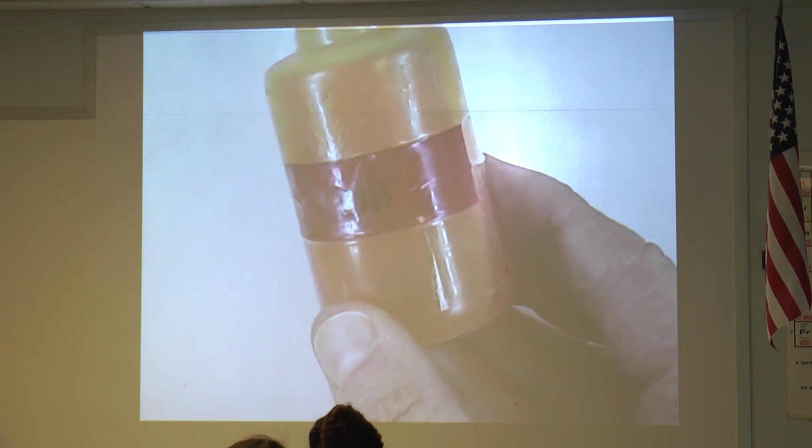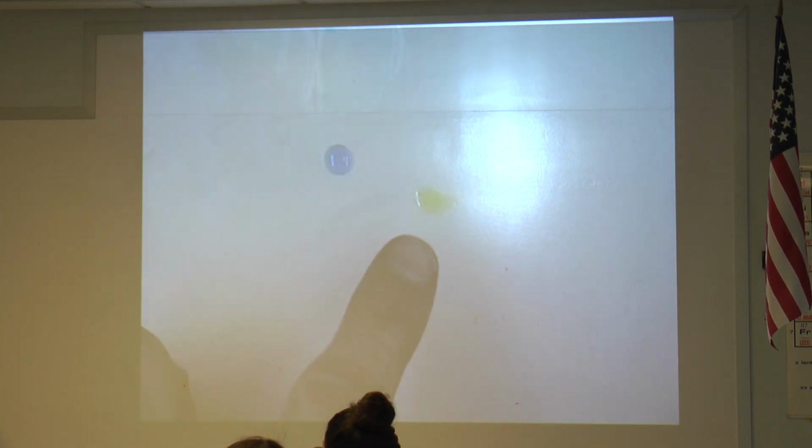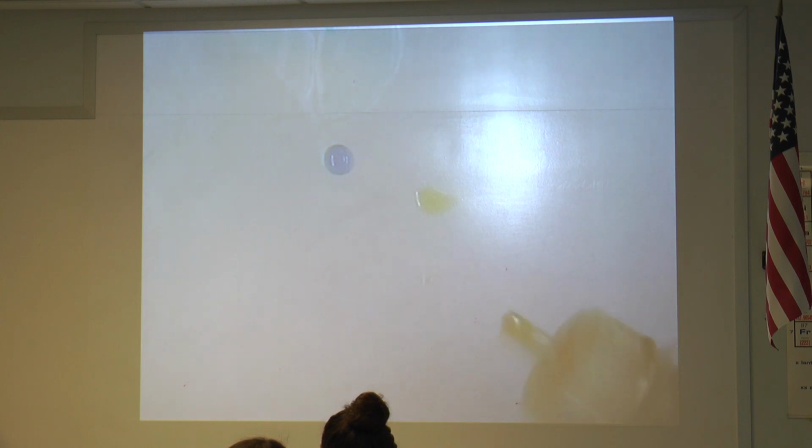Can you read that? Oil? Olive, the oil droplet. So this is just colored oil, cooking oil. This was water and rubbing alcohol, these two. So let's see what oil looks like. What do you think she's going to look like? What's Olive going to look like?